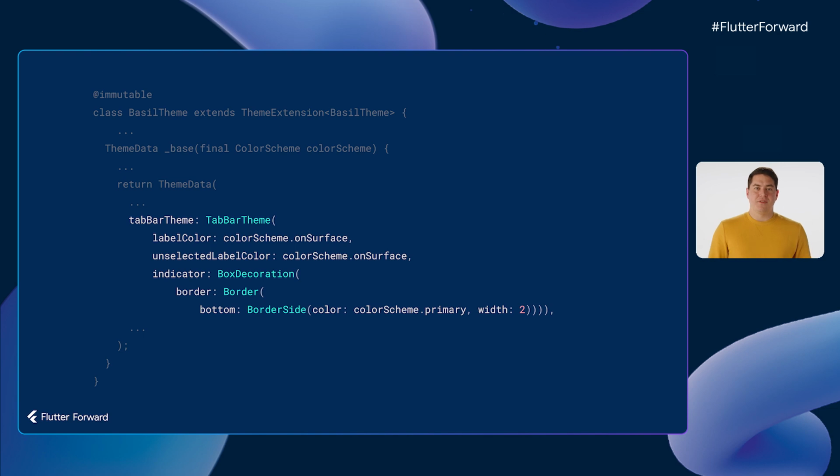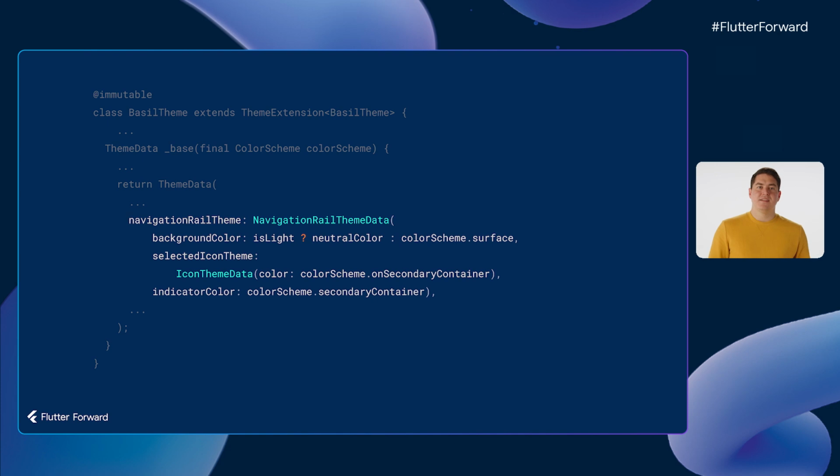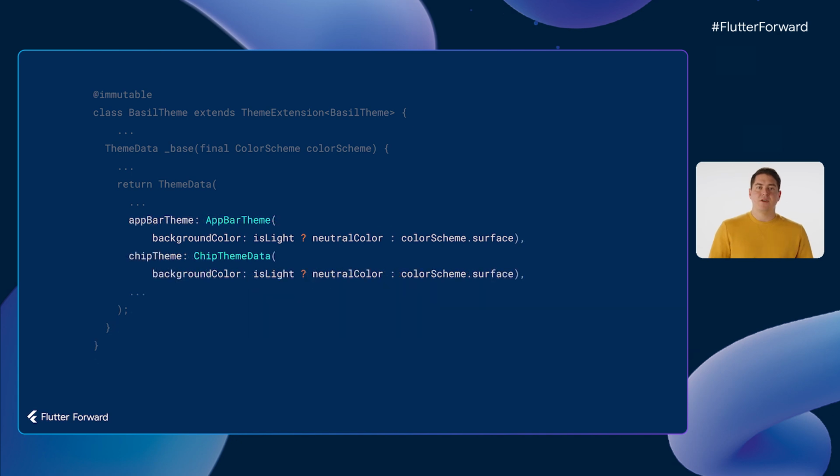First, let's create the tab bar theme, then the floating action button override. Next, the navigation rail theme data. Note that these are just applying color overrides based on the design. Finally, override the app bar and chip theme. There are many widgets that we did not override, but it's because we're not using them yet, or the defaults in Material 3 appear correct.